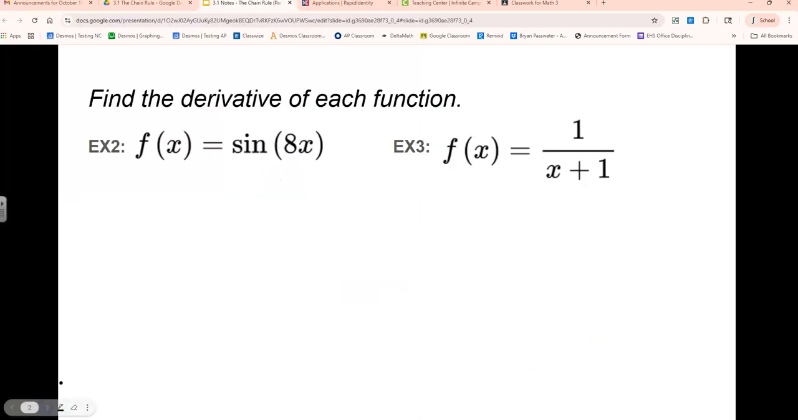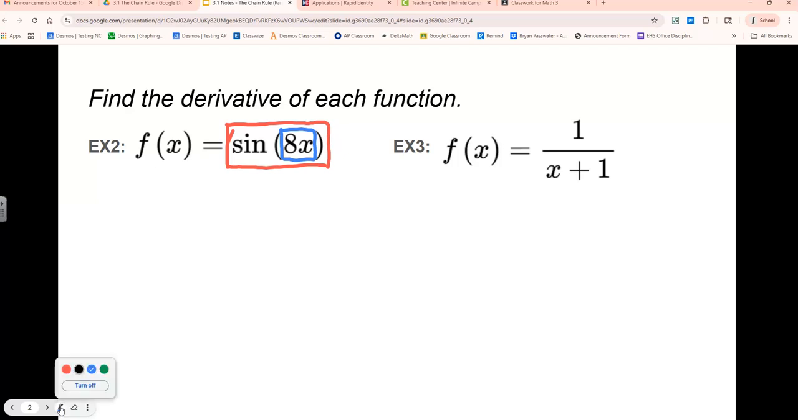Okay, let's look at another one. Number 2 is such a tiny one, it almost doesn't look like a chain rule. But it is a chain rule because the outside of this is the sine. The inside is the 8x. Normally we would only have an x right there.